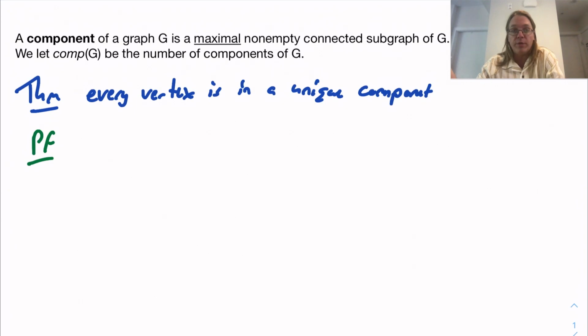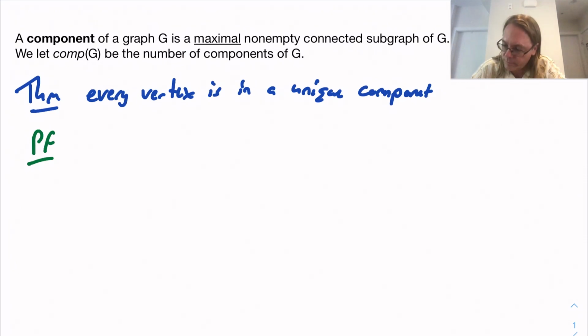Now, how do we even know that it's in a connected subgraph? Is there a danger that the vertex V is not in any connected subgraph? A priori, that's a possibility. Why is it the case that the vertex V must be in a connected subgraph? Well, the easy reason is that if you make a subgraph consisting only of the vertex V, no other vertices and no edges, that's a connected subgraph, right?